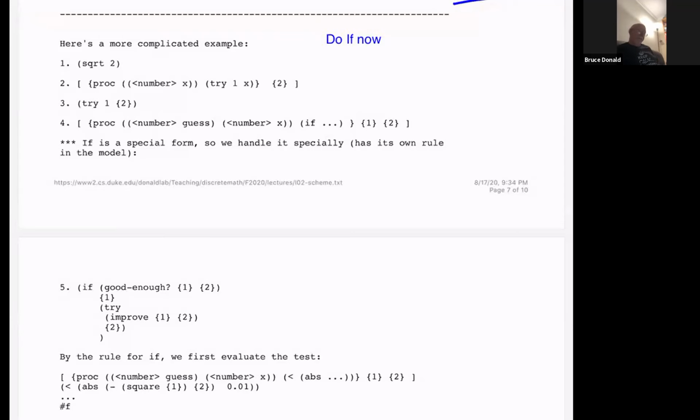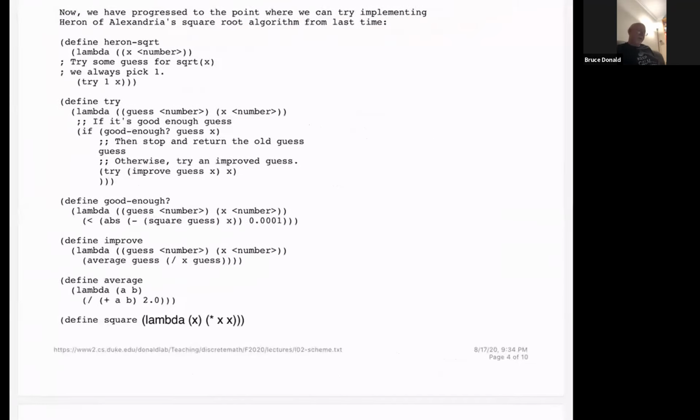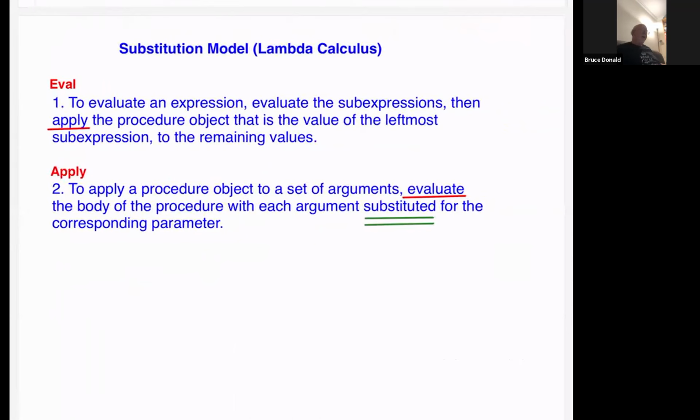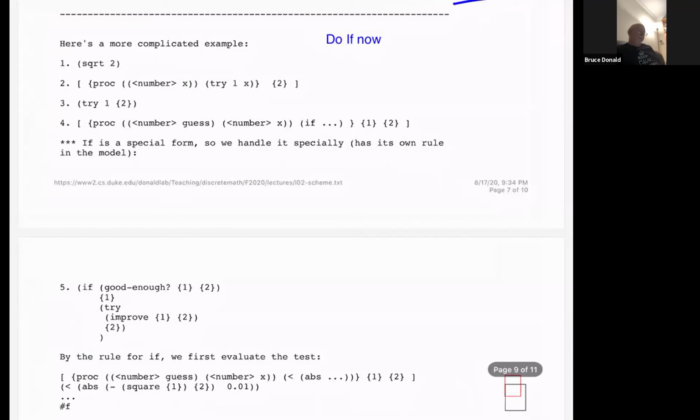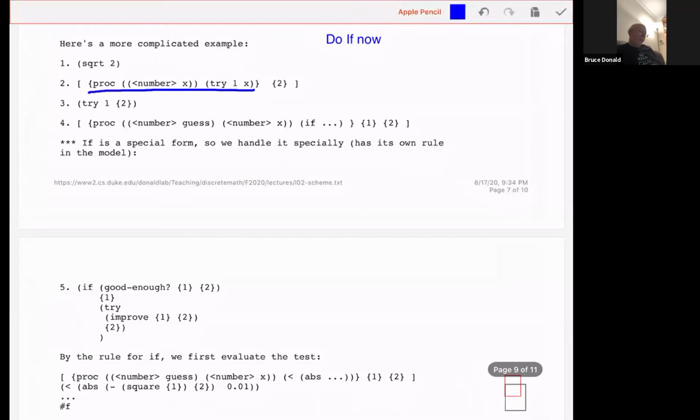So first, let's just refresh our memories. This is an expression, and I'm going to remember how to do this, but I'm going to look back to my pictures. How do we evaluate an expression? We evaluate all the sub-expressions, then we apply the procedure object that's the leftmost thing to the remaining guys. Okay, good. So let's do that. What happens here is that square root is going to evaluate to this procedure object here. And 2 evaluates to 2.